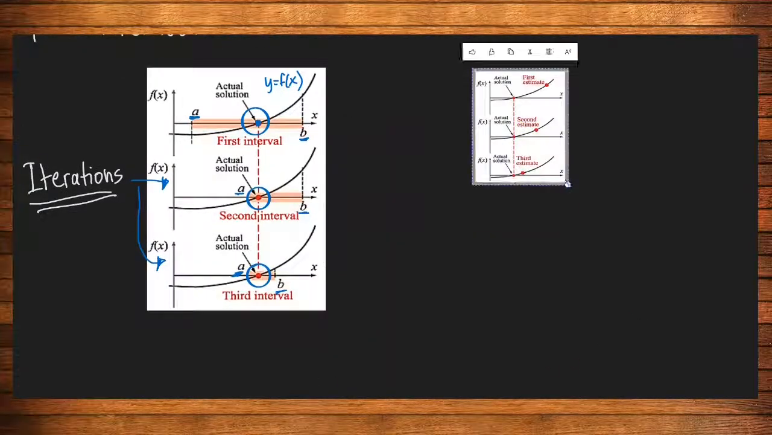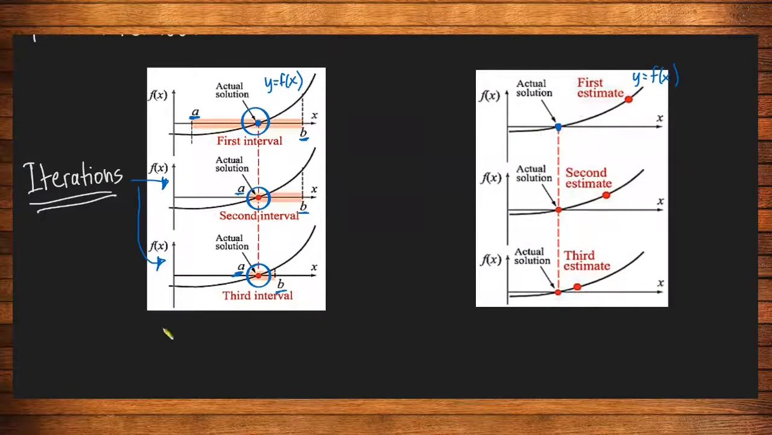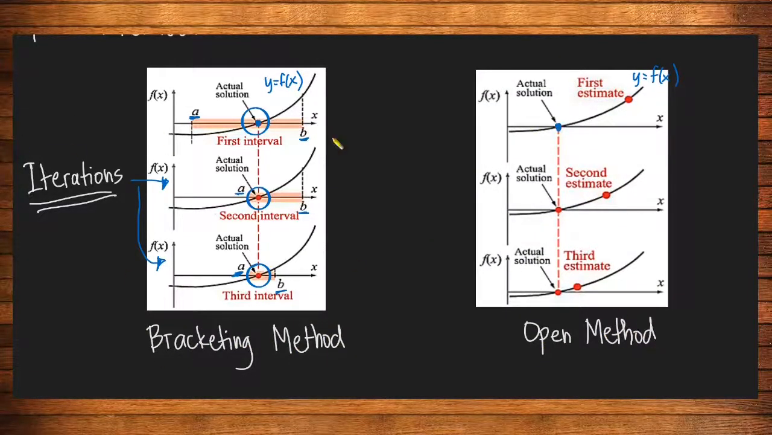So in open methods naman, an initial estimate for the solution is first assumed. So iisang solution or iisang value lang yung ina-assume natin initially in open methods. So the value of this initial guess should be close to the actual solution. And then by using an algorithm, we will obtain better or more accurate values for our solution. So as we perform more iterations, yung estimate natin, it gets closer and closer to the actual solution.